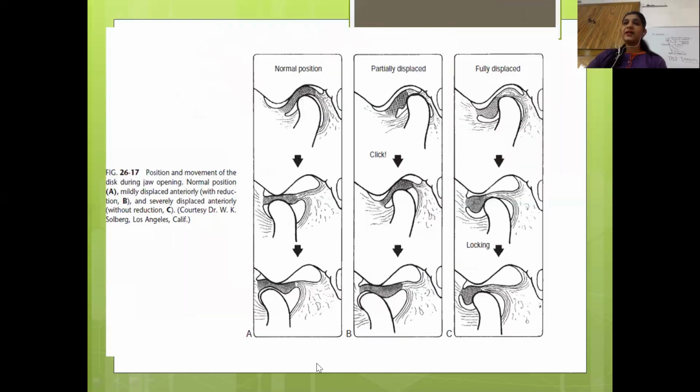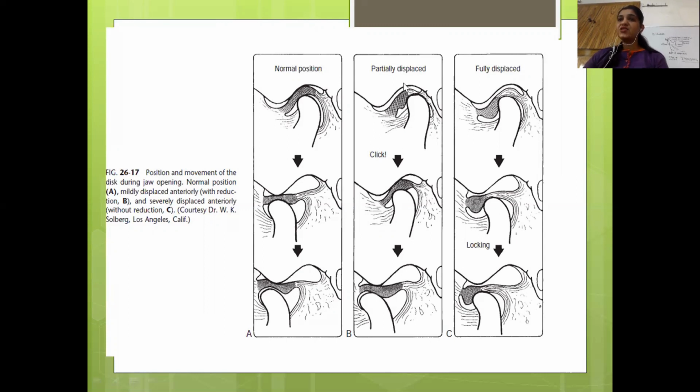So over here we can very well see the position and the movement of the disc during jaw opening. In normal position, the disc is over the head of the condyle. When we open the mouth slightly, see the disc has flattened a little bit, and when we completely open the mouth, the disc is a little bit posterior to the head of the condyle.